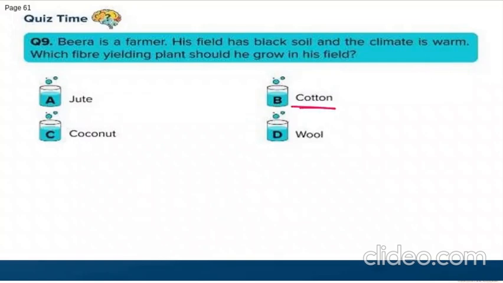So the right answer is cotton only, because cotton is the only plant which grows in warm climate and it needs the black soil, isn't it? So cotton is the correct answer. Moving towards the next question.